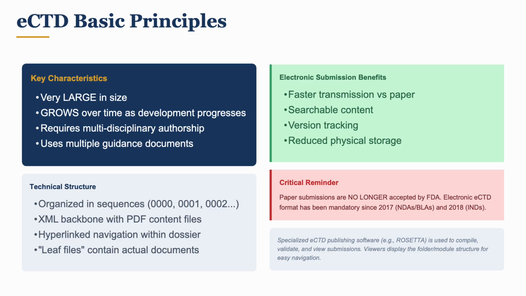Electronic submission has significant benefits: faster transmission than shipping boxes of paper, searchable content, version tracking, and reduced physical storage needs. The critical reminder here is that paper submissions are no longer accepted. If you're working in drug development in the US, you will be working with eCTD. There is no alternative. Specialized publishing software like Rosetta is used to compile and validate submissions. These tools ensure the submission meets technical requirements and display the folder structure for easy navigation.